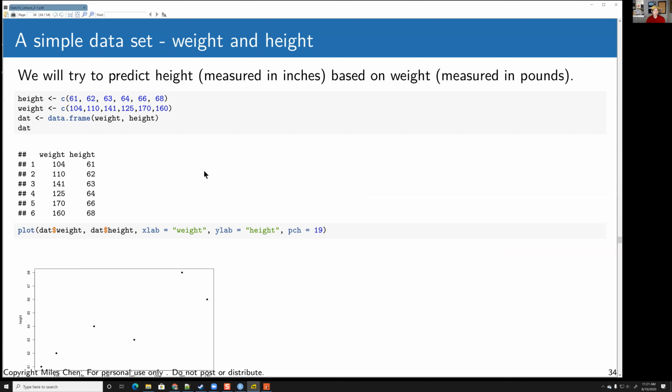All right, so here is a simple data set. Here we're going to try to predict height based on weight. So this time our x variable is weight, and based on someone's weight, we're going to try to predict the person's height. We only have 6 data points, and this is the plot of the 6 data points. What we're going to do is fit the trend line.